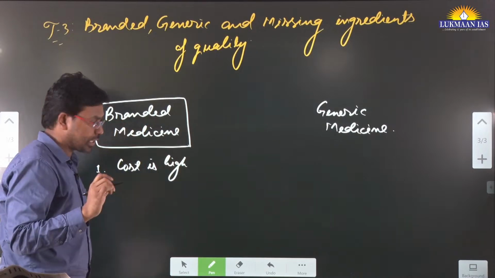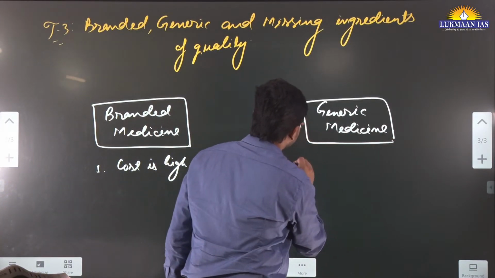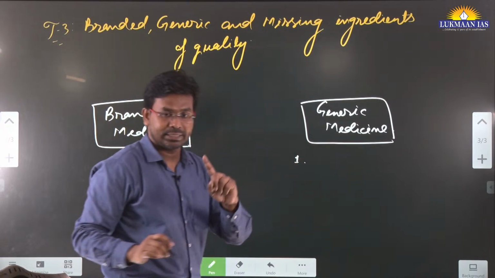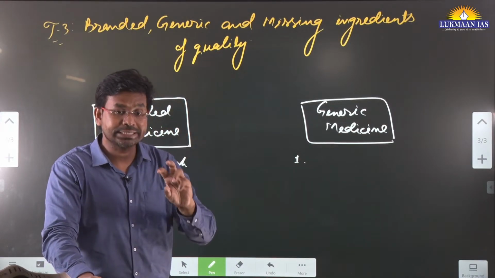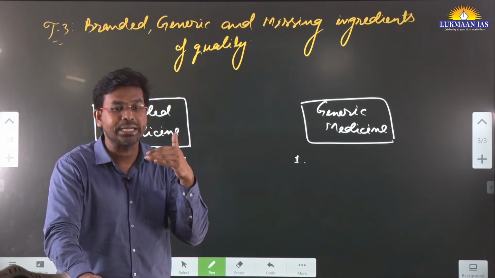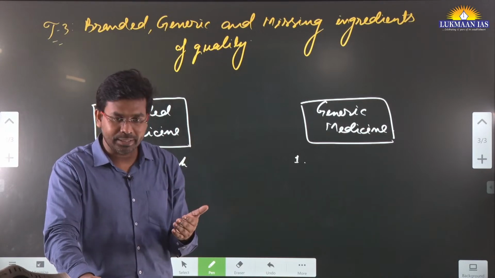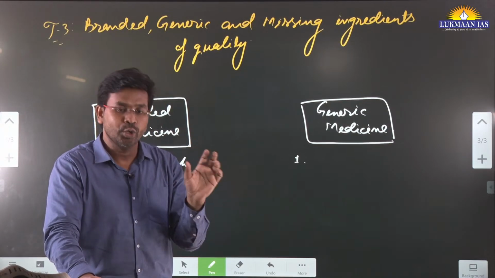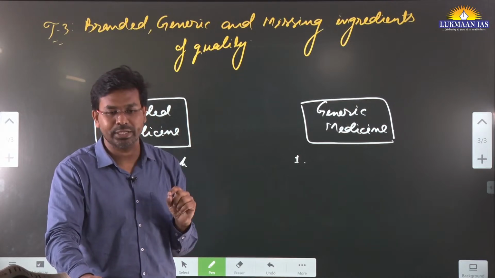This is one thing. In case of generic medicine, what happens? Generic medicines are those medicines that were earlier branded medicines, but their patent has expired. After their patent has expired, it is open for any other company, or the government, or a PSU, to manufacture that drug, and they don't have to pay patent or licensing fee to the company.